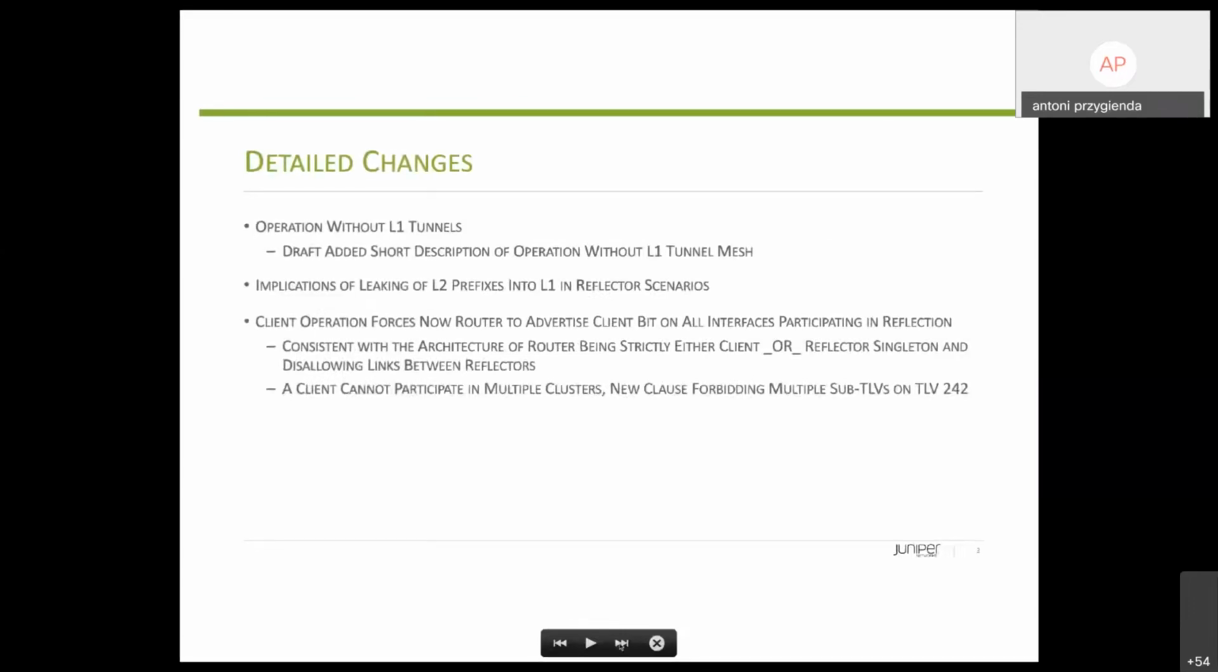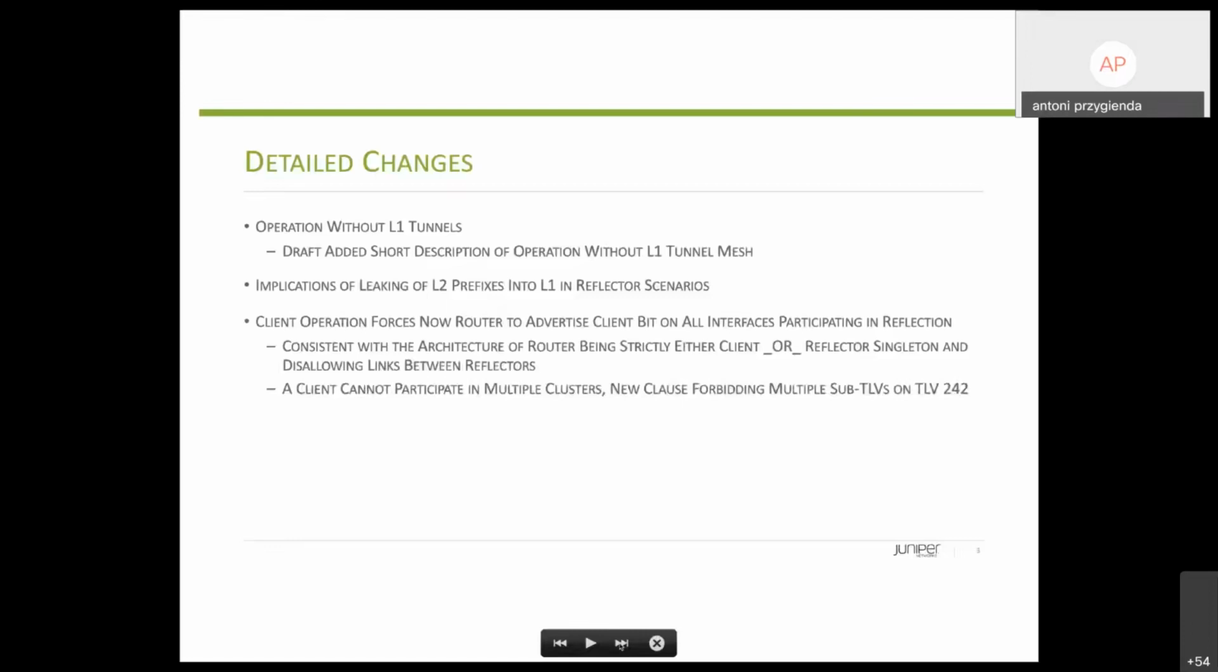We described in some detail, probably not enough, operation without L1 tunnels. The draft describes how you run it if you build a full mesh of L1 tunnels between the leaves, or basically the ingress-egress border nodes, which is the simple mode. That's a no-brainer. But you can also deploy it without any tunneling whatsoever, which has upsides and downsides, depending on what you look for. We also describe the implications of what happens when you start to leak L2 prefixes into L1 in such a reflector scenario, so basically into an area which is fully or partially reflected.